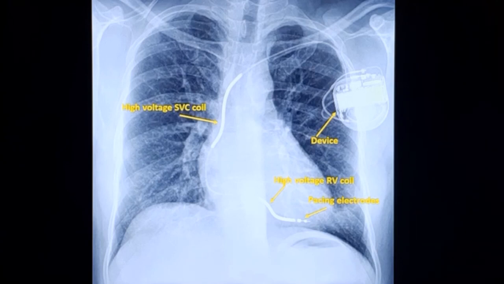Then some studies have shown that programming the high voltage coil in the right ventricle as positive, or the anode, will give better thresholds and lesser chance for precipitating ventricular tachycardia or ventricular fibrillation when shock is delivered for ventricular tachycardia. That is, increasing the arrhythmia severity.